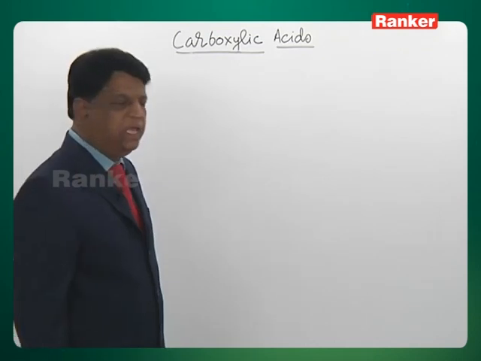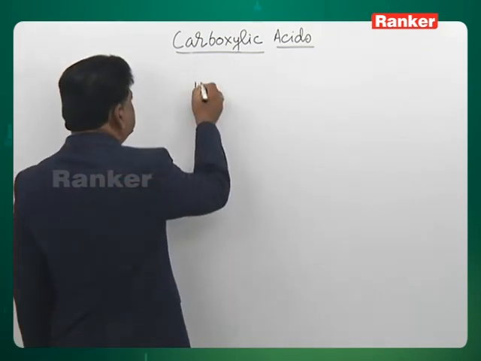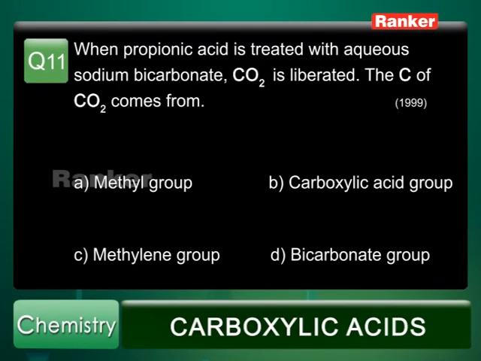So let's go for the next question, the 11th question. The question is: when propionic acid is treated with aqueous sodium bicarbonate, CO2 gas is liberated. The carbon of CO2 comes from which? The options given are: A, methyl group; B, carboxylic acid group; C, methylene group; D, bicarbonate group.